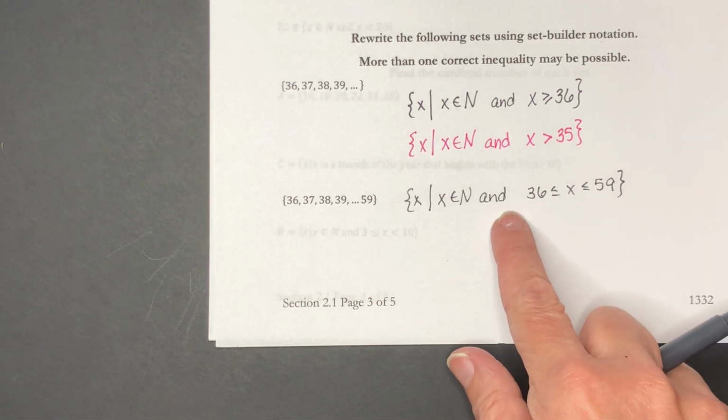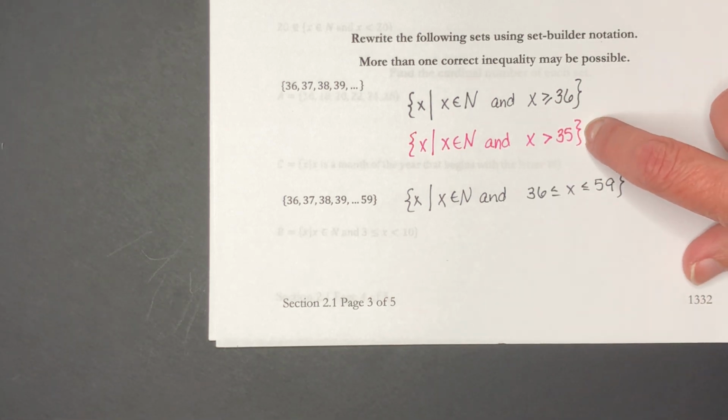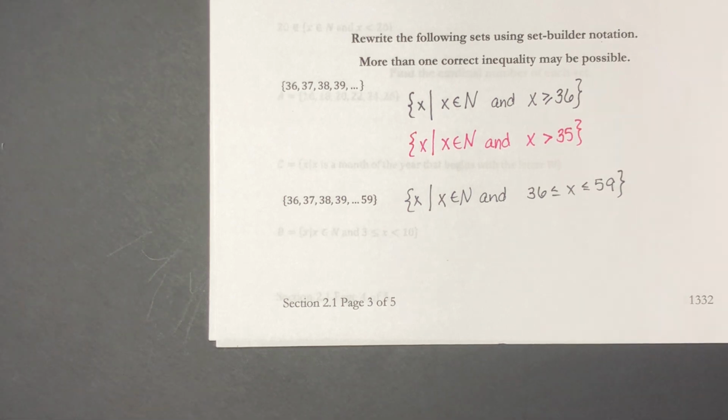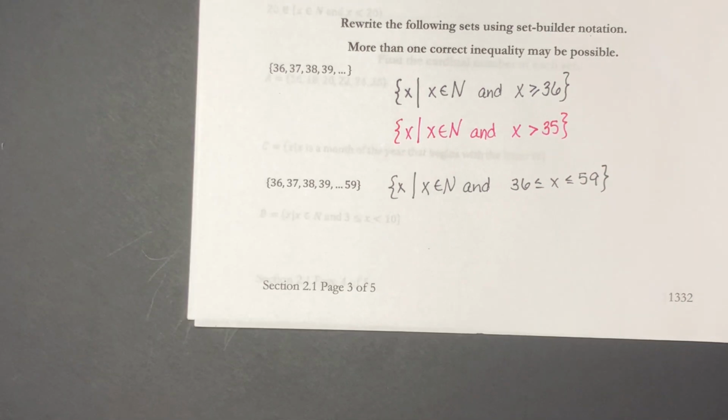Just telling you your start point and your stop point. Again, this could be rewritten with less thans without the equal to, or even a combination of less than and less than or equal to. You have options here, but I just go with the one that I think is easiest, as you should too.